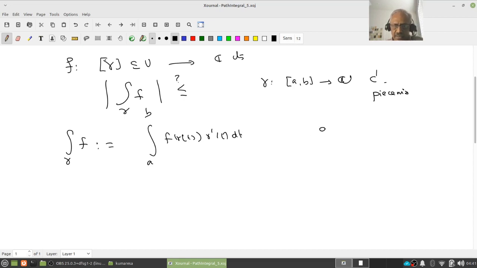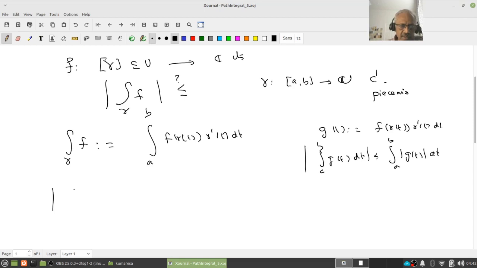Now let's look at this. If I define g of t to be f of gamma t times gamma prime t, then this is the integral of g of t dt from A to B, and we know how to estimate. This is less than or equal to the integral of modulus g of t dt. This we had already seen, right? Therefore, the modulus of the integral of f over gamma is less than or equal to the integral from A to B of modulus of f of gamma t into modulus of gamma prime t dt.